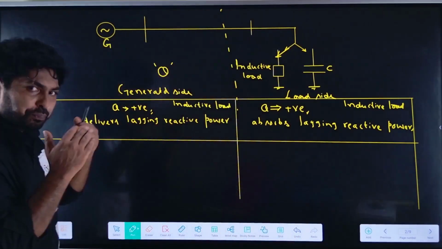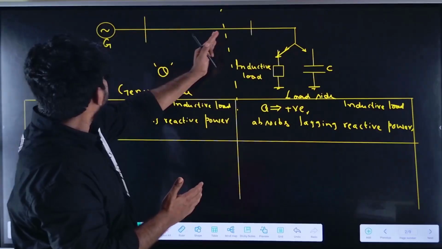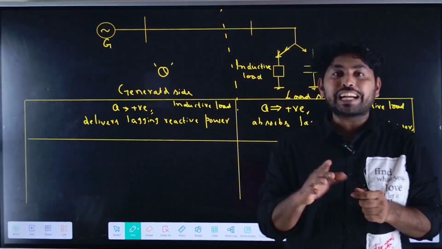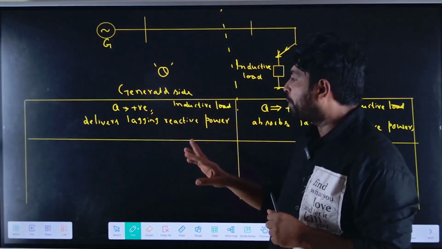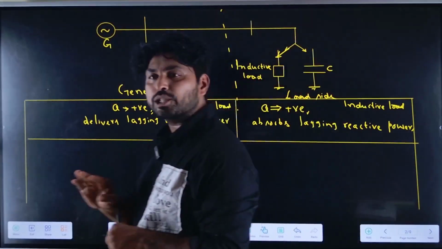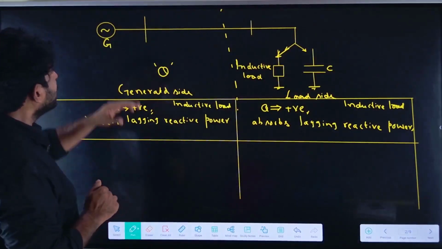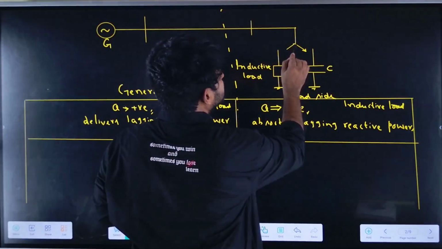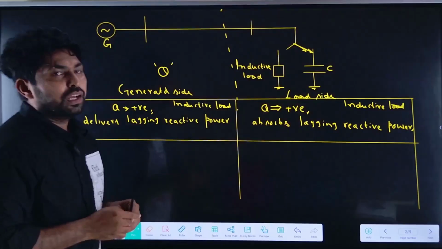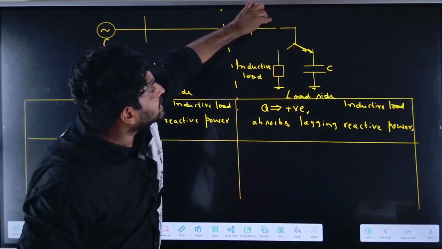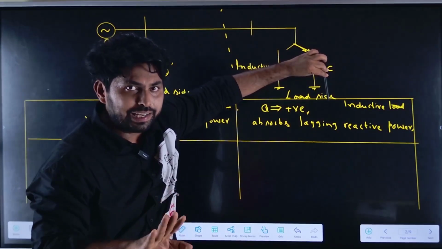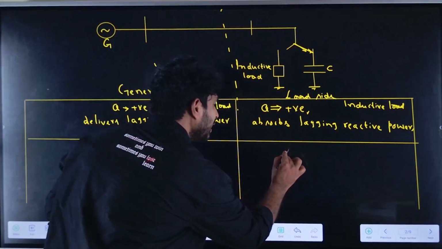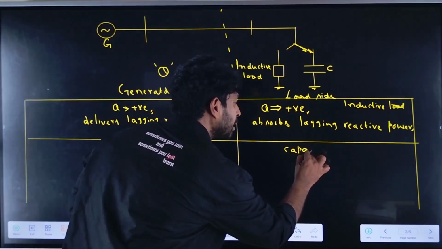If I say the same thing with respect to the generator, the generator delivers lagging reactive power and the reactive power polarity is positive. Now, for example, if I move this switch to the capacitor load, the generator is connected to the capacitance. So now the load is a capacitor load.